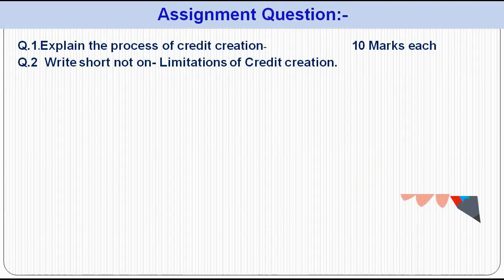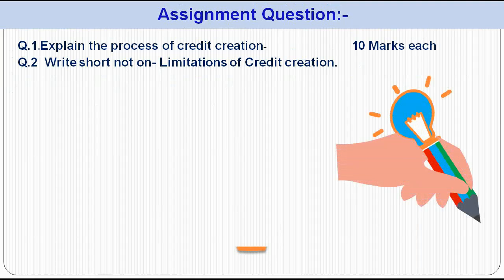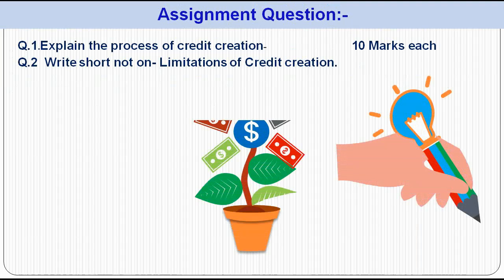The assignment question on this point. The next question, explain the process of credit creation, will be asked for 10 marks, and write a short note on the limitation of credit creation will be asked for 10 marks. So two questions are asked on this point: explain the process of credit creation, and write a short note on the limitation of credit creation.